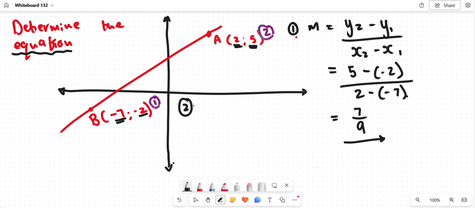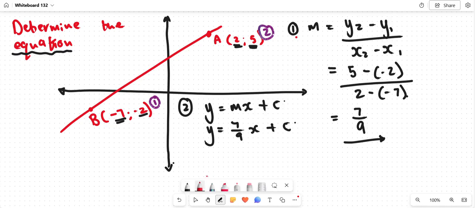Then the second step says find the C value. So what we're going to do is take our general formula of a straight line and substitute this M value that we just calculated, which gives 7 over 9 x plus C. All I just did was replace that M with the value of M we calculated.